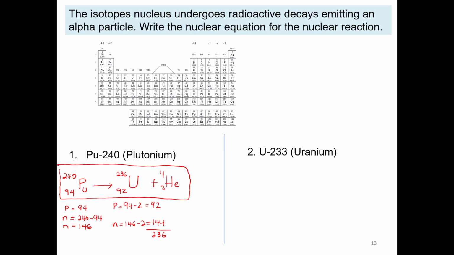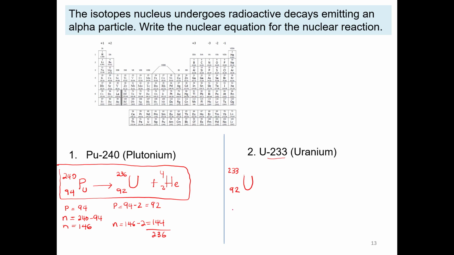Let's see the other example. In this case, we had uranium-233. The first thing we want to do is to write the nuclear symbol for uranium. And we know the mass number is 233, which is this number. To know the number of protons, we will use the periodic table. Then the number of protons, or the atomic number, is 92. Then this number goes in the bottom of the symbol.